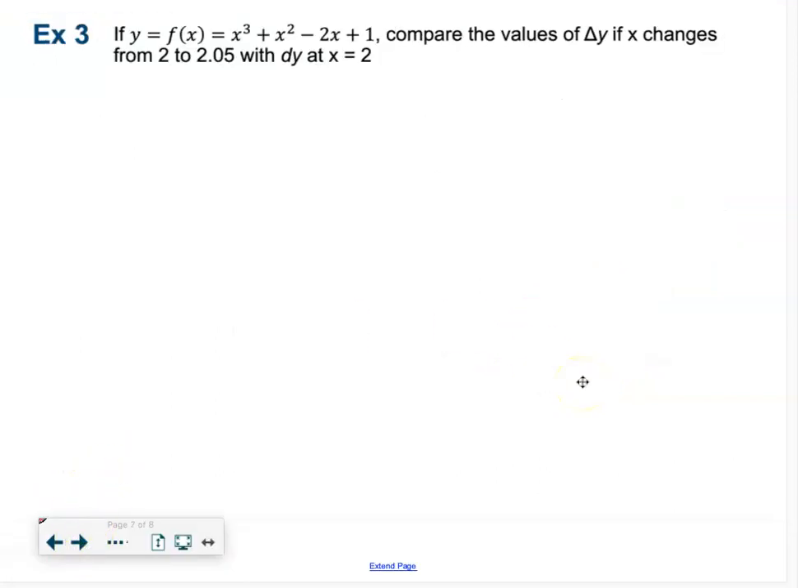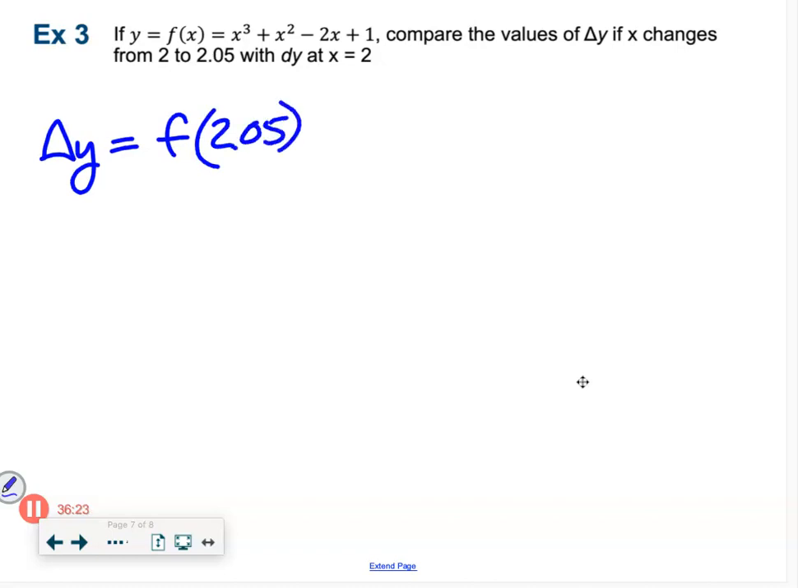So here's what we have. If y is this beautiful x cubed plus x squared minus 2x plus 1 function, and we have to think about that representing something, whatever it happens to represent. It might be the production of some container, it might be whatever. So we're going to compare the values of delta y and dy. We'll do delta y first, if x changes from 2 to 2.05. Delta y is simply the change in y. So it's f of 2.05 minus f of 2.